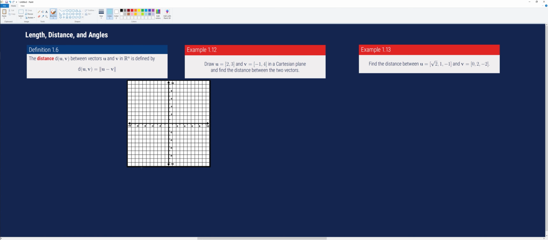To get the distance between two vectors, we simply get the length of the difference between the two vectors. For example, let's consider example 1.12. We are asked to draw vectors u and v in a Cartesian plane and find the distance between the two vectors. So let's try to draw vector u. We count 2 units to the right and 3 units upward. So it's somewhere here. Then we draw the vector. So this is vector u.